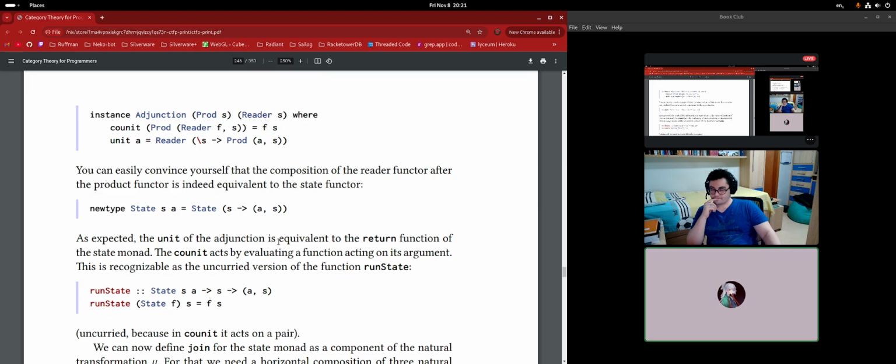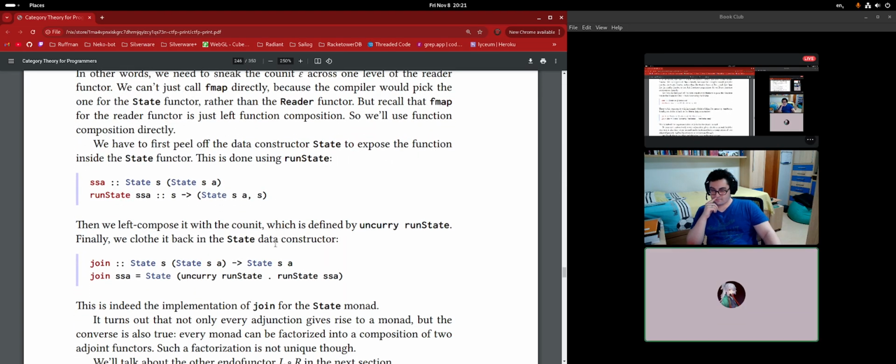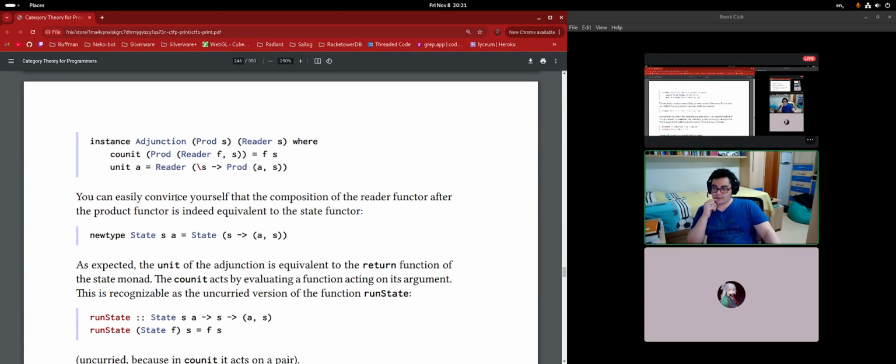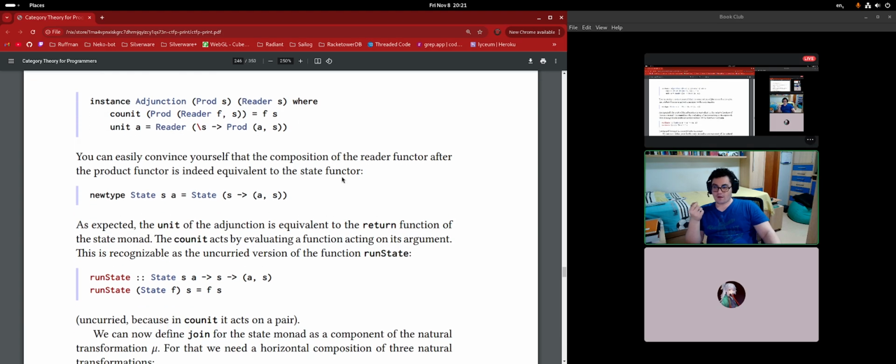And what is the epsilon? The epsilon is the uncurried run state, this thing, I think. So let's see why. The epsilon is the counit, correct? So it's this. Yes. So you said that it is the uncurried run state. Are you sure? Because if you uncurry this, it's going to be a pair to a pair, right? Is this this?